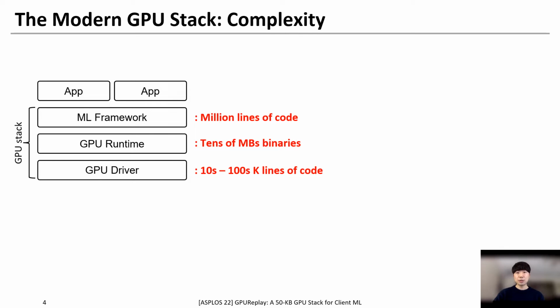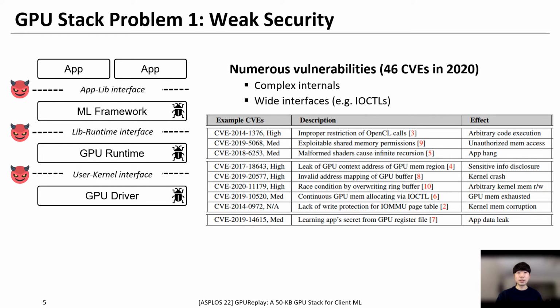Such a complex GPU stack makes several difficulties. The first problem is weak security. The security issues on GPUs have been constantly reported. For instance, there were tens of CVE records on mobile GPUs in 2020. The sources of vulnerabilities are the stack's complex internals or the interface between layers, which is wide and diverse. By exploiting them, adversaries can cause kernel crash or privilege escalation while threatening the integrity of GPU computation.